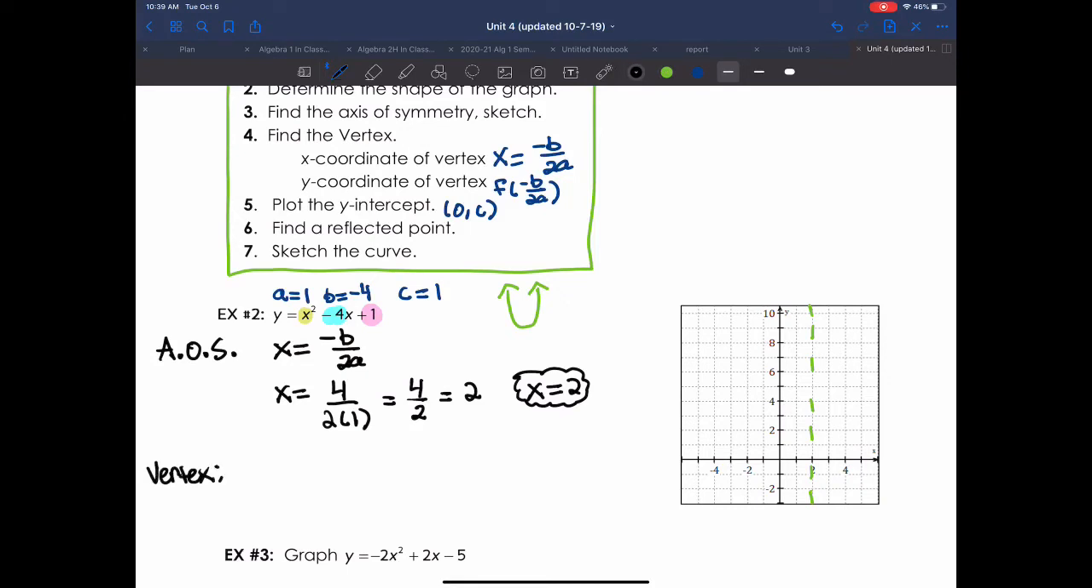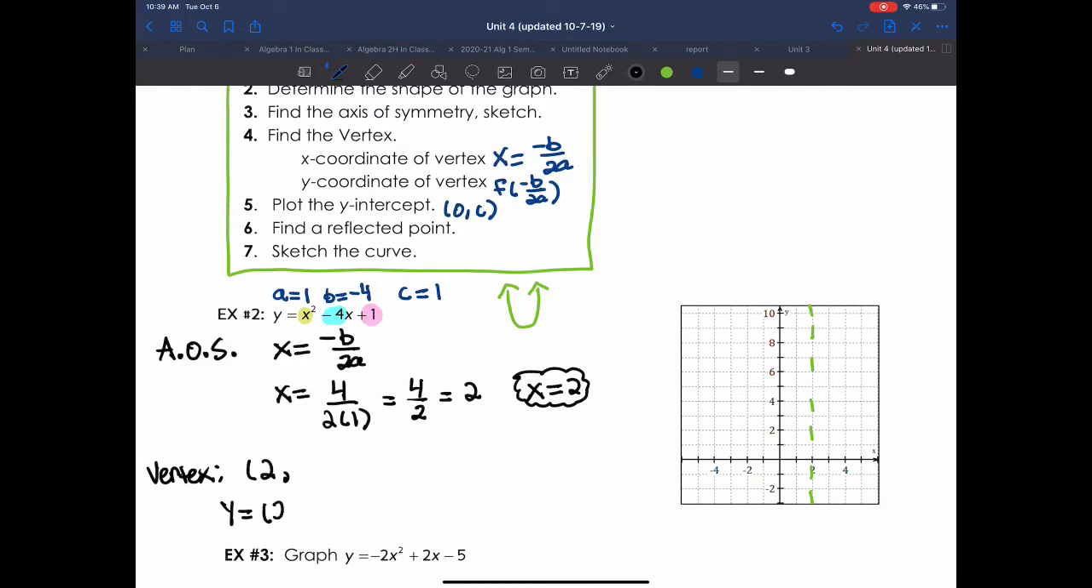Okay, so for the vertex, I already know that 2 is my x-coordinate because I find my vertex by doing opposite b over 2a for x. Then I have to plug in my x value to the function to figure out what my y value is going to be. So I know that y equals x squared minus 4x plus 1. So I'm going to plug in 2 for x.